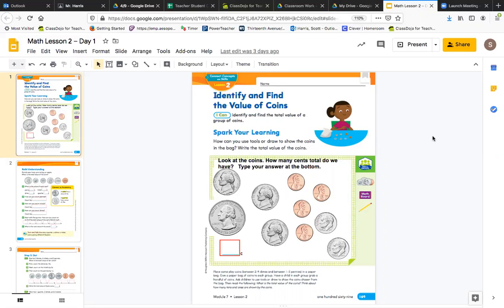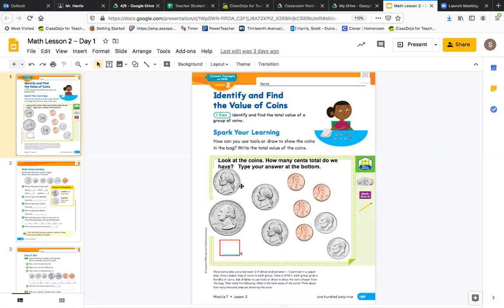So quickly, before we do this, I see our first question is asking us on slide 1, look at the coins. How many cents total do we have? Type your number at the bottom in this little red box here. So before we even start, we should review the coins. We see this big one here is a quarter. How much is a quarter worth? A quarter is worth 25 cents.